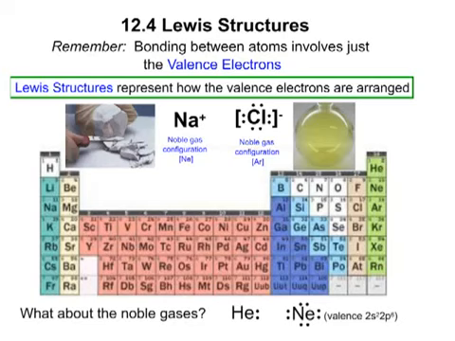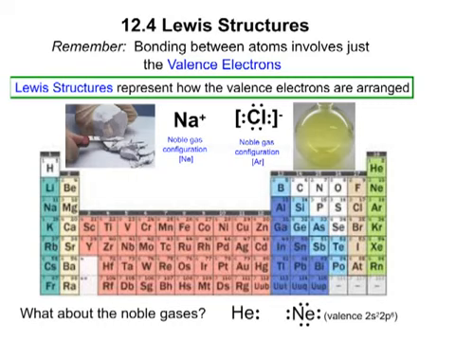Hello, chemistry students. Today, as you can tell from the title, we're going to talk about Lewis structures. Lewis structures are simply a way to represent how the valence electrons are arranged. And just a reminder, the bonding between atoms involves only the valence electrons. So you all know that valence electrons are those located in the outermost energy level of the atom.